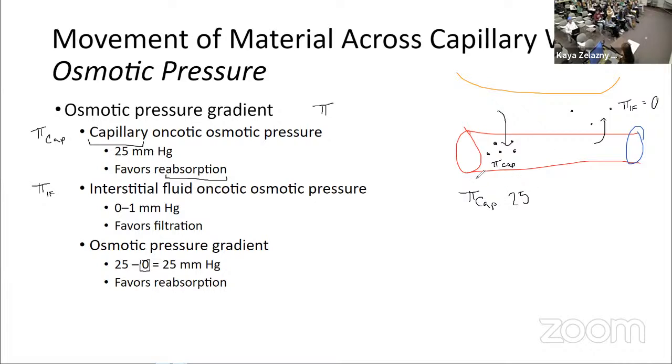Here we know that our force for reabsorption is greater. So they've calculated it as a force for reabsorption, right? Which is why they've done 25 minus 0, because you can just see on paper which is bigger and know. But you could do it the opposite way if you were trying to find a filtration pressure. You do 0 minus 25 and get a negative 25. Okay. So if you know first that you're going to favor reabsorption, you can just do the 25 minus 0, 25 for reabsorption.